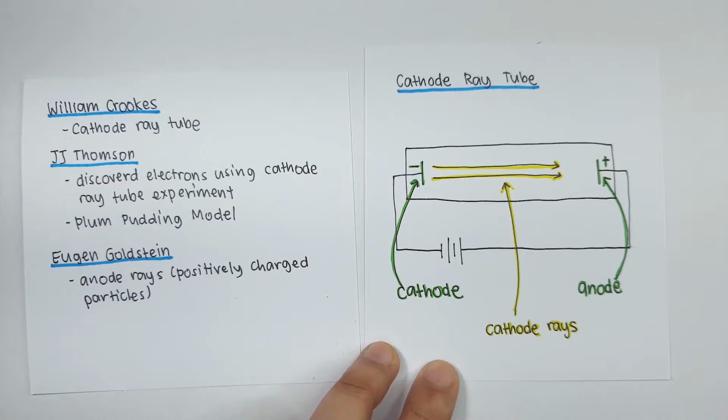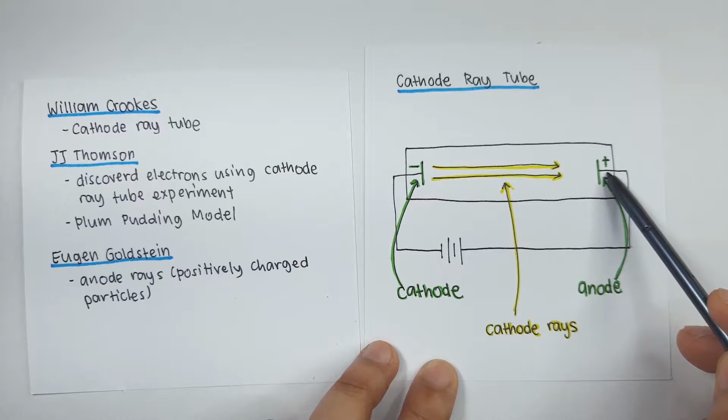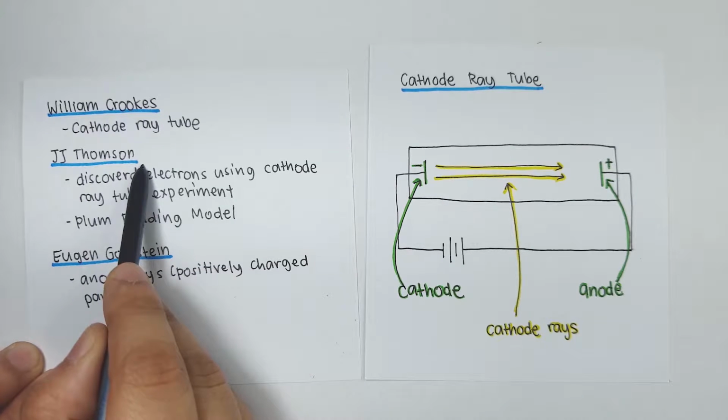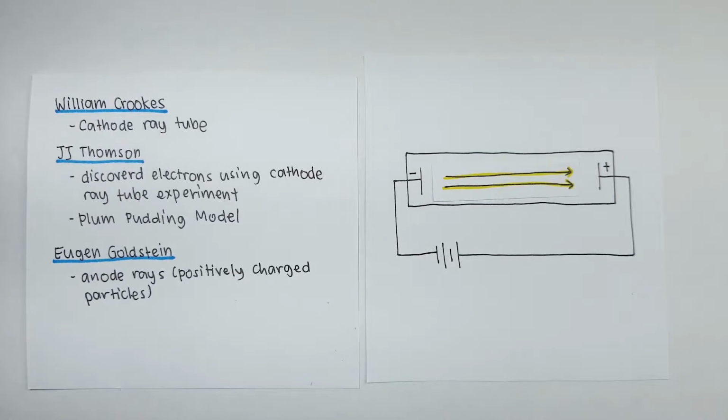Kasi if negatively charged particles ito, this would explain why they are attracted to the positive terminal. Problema lang is that William Crookes cannot prove it. The person who was able to prove it was J.J. Thomson. So what J.J. Thomson did was that he performed the cathode ray tube experiment.